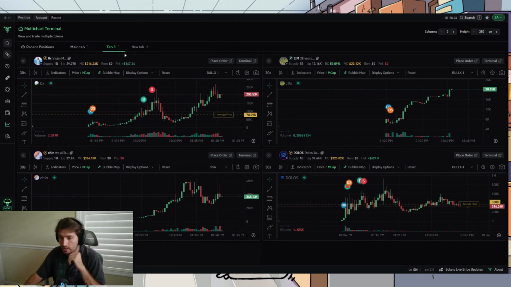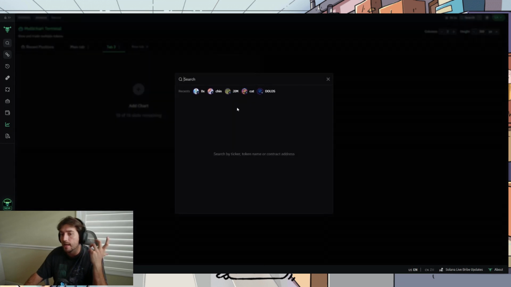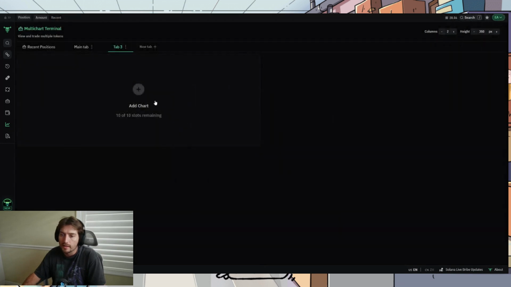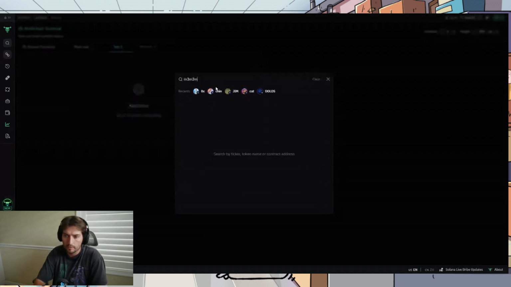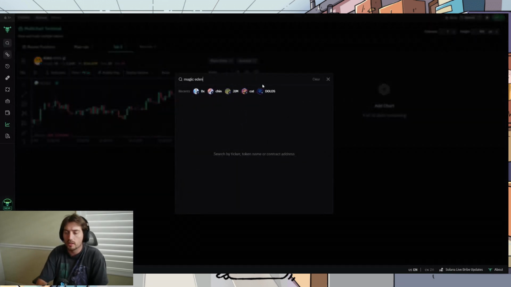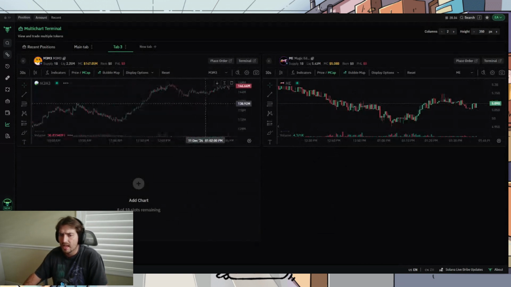So we can analyze multiple positions, quickly add them. If we want to remove them, we just hit the X in the top left and can add any chart we want. So if I want to look at M3, people know I'm a big holder of this, can add that. We can also add the Magic Eden ticker, which we traded the hell out of yesterday. And so I can just quickly analyze real time what's happening with these charts.